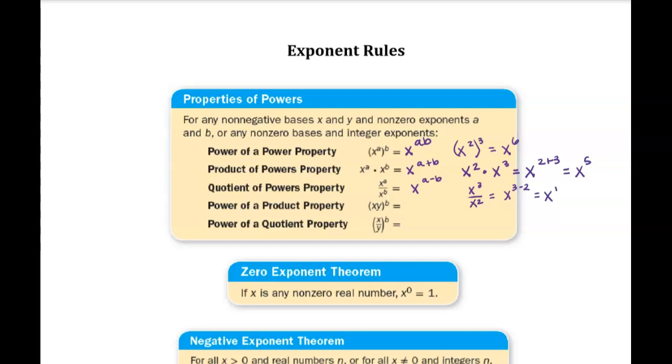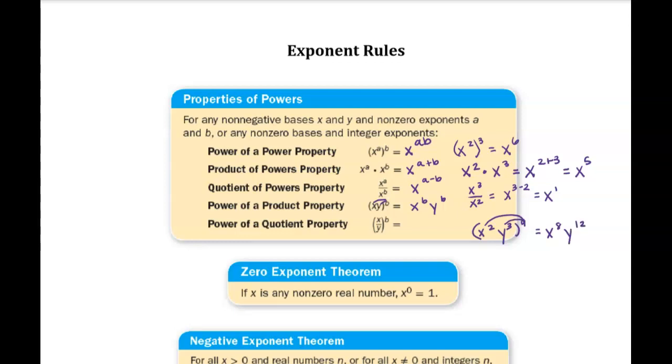Power of a product: (xy)^b, you just distribute the power. So this is just x^b y^b. If you had (x^2 y^3)^4, for example, you would have x^2 to the 4th, so x to the 2 times 4, which would be x to the 8th, and y^3 to the 4th, y to the 3 times 4, or y to the 12th.